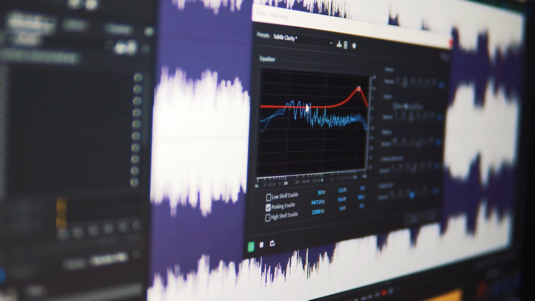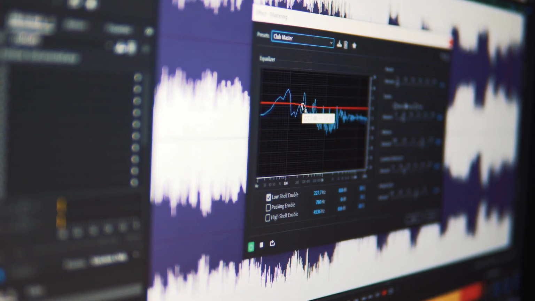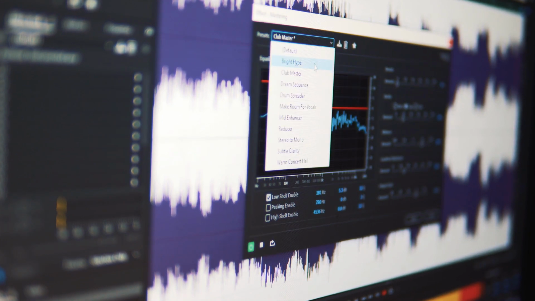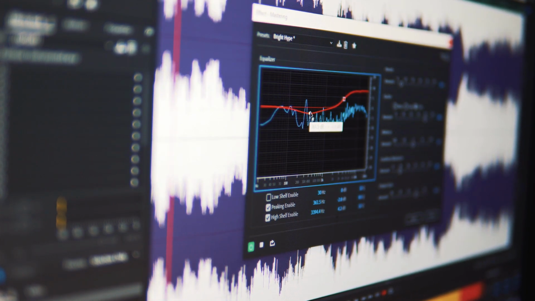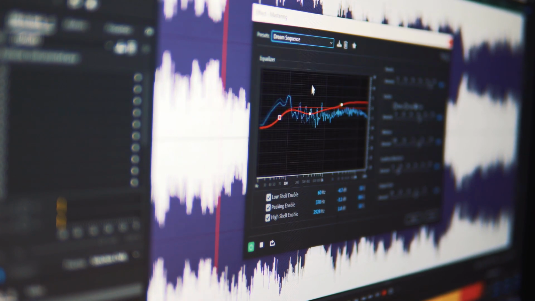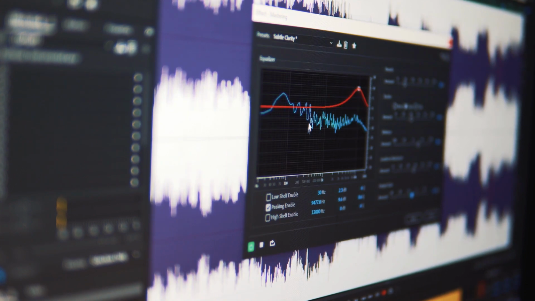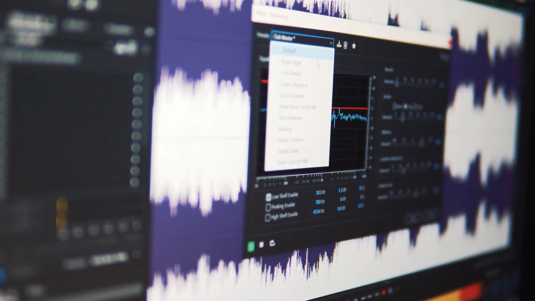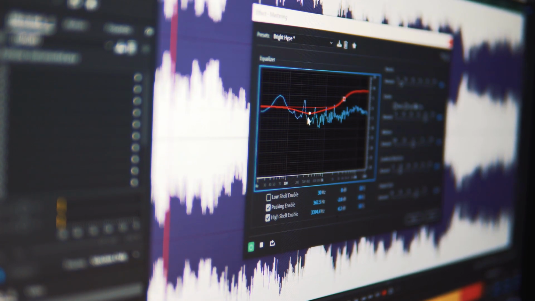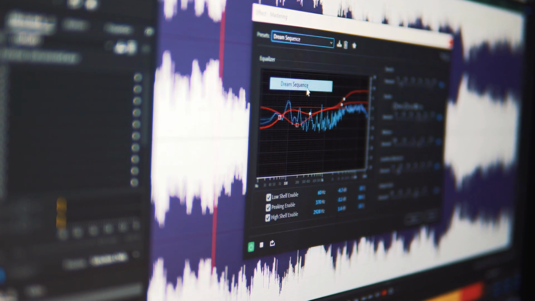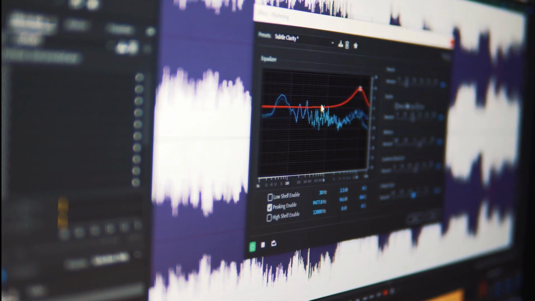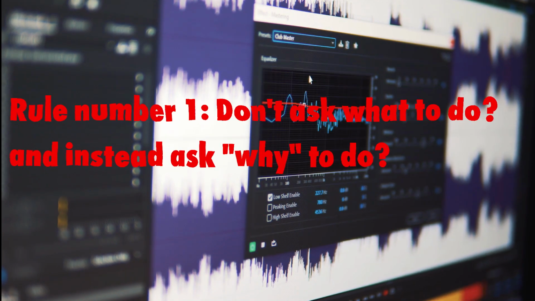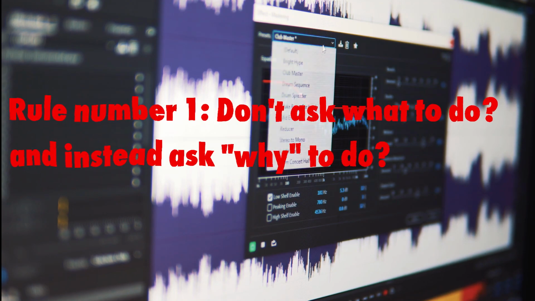It doesn't matter what someone advises you to do: set your limiter ceiling to 0 dB, or minus 0.1 dB, or set it to minus 1 dB. You may ask 5 different people and get different answers, and maybe all of them are wrong and sometimes all of them are right. The topic is really complex because it depends on so many factors, especially what you do with your mix and what it is for. So rule number one: don't ask what to do, instead ask why to do it.